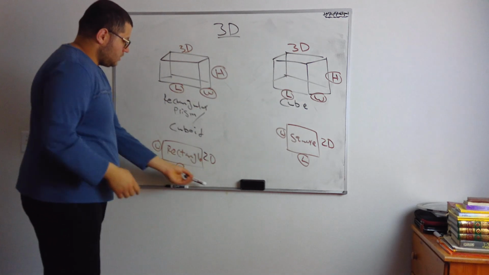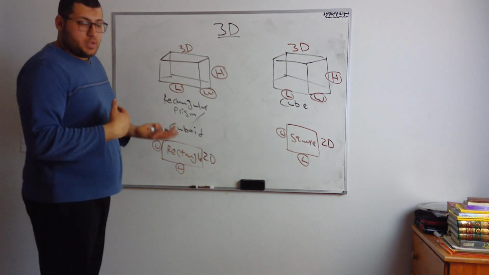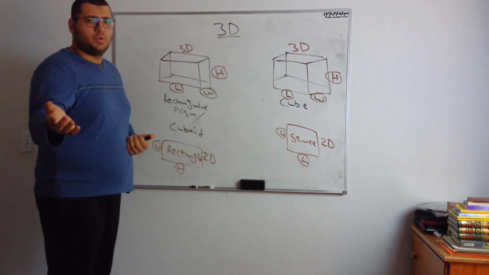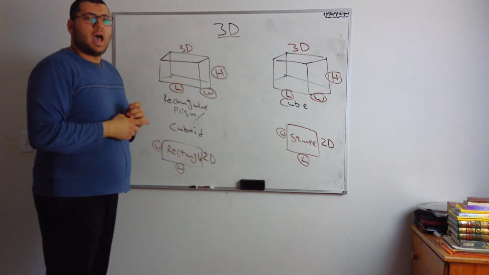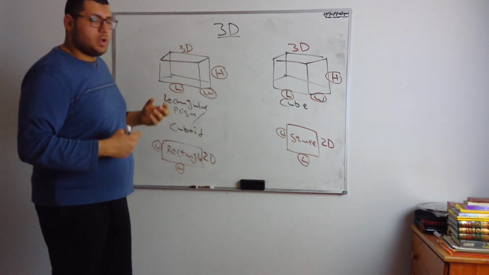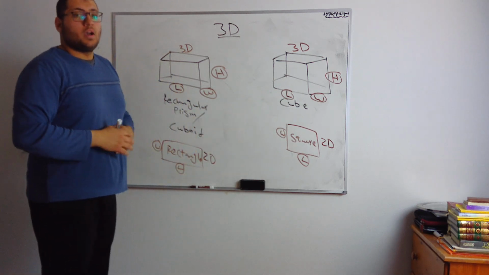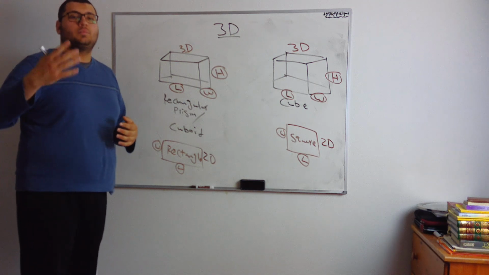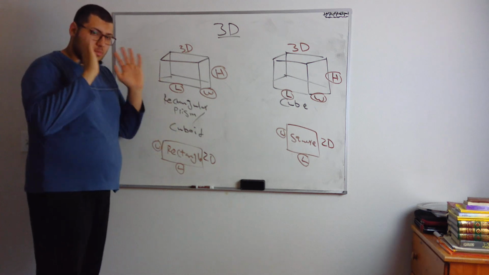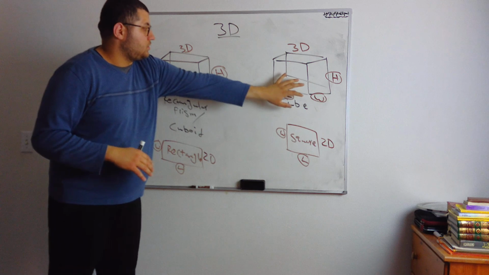Okay. Now that we know the difference between 2D and 3D, and that each 2D shape has its own 3D shape, how do we determine the volume of these shapes? In this video, we're only going to learn how to determine the volume of rectangular prisms and cubes, right? In other videos, we're going to cover the volume and surface area of other shapes. Let's talk about volume for now. So, how do we determine the volume of this 3D shape, and this 3D shape?